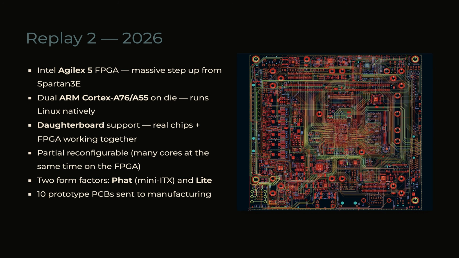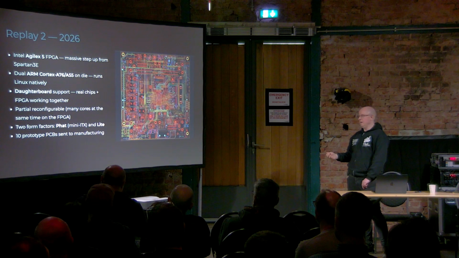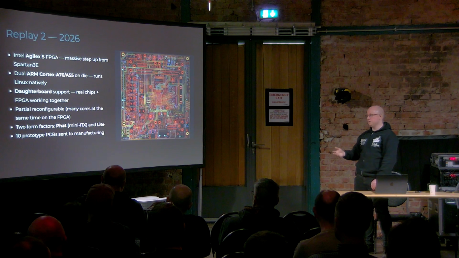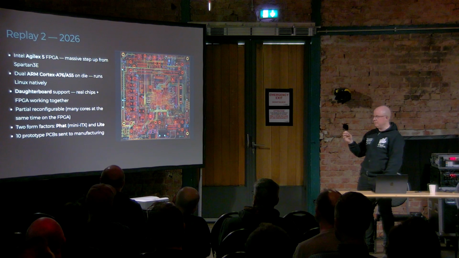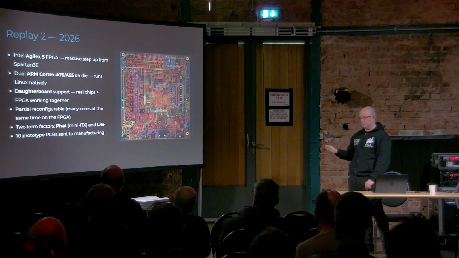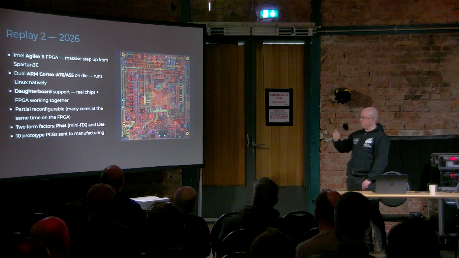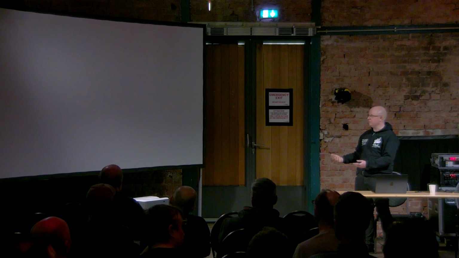And as well, we will have daughterboard support, so we can do very interesting stuff with having real chips running with the FPGA at the same time. And there will be two versions of it, one that we call the fat version and then the light version. And 10 prototypes have been sent out for manufacturing right now. So that will be the internal development boards that we will be using to bring the entire platform up.